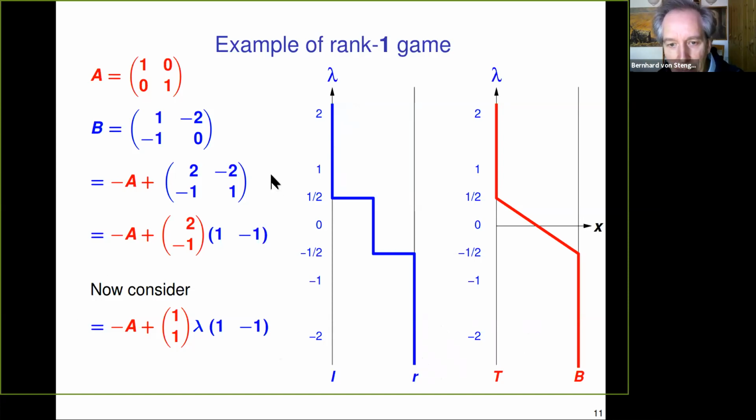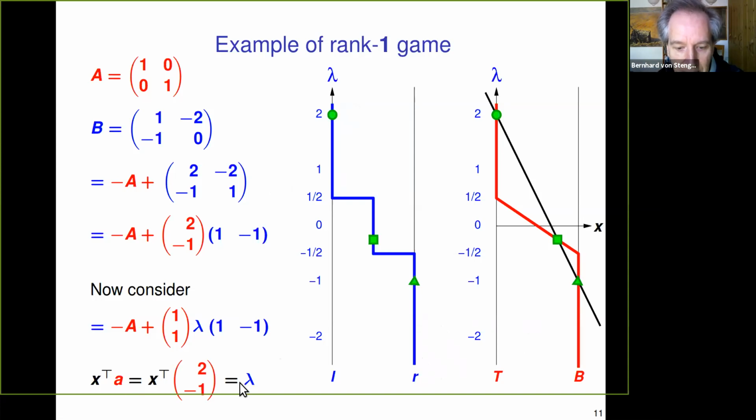And now I intersect it with the hyperplane, which says x times A is lambda. So x is a probability distribution, so this is a convex combination of 2 and -1. So when x is 1, 0, we have 2 here. If it's 0, 1, we have -1, so it goes from 2 to -1 in lambda. And this black line here on the right intersected with this curve are exactly the 3 equilibria of the original game. So this is a game with 3 equilibria. This is an example of how this works.